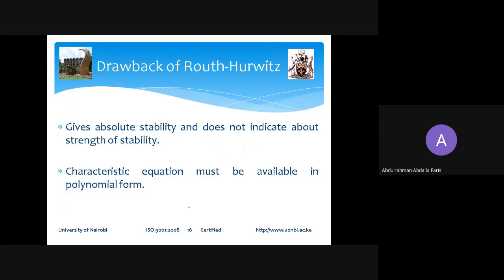So actually, the disadvantage of this method is that it only gives you absolute stability and does not indicate the strength of stability, meaning relative stability. And another problem is that the characteristic equation must be in polynomial form, as in you have s to the power 5, s to the power 3, power 2, like that. So these are the two challenges of this stability test. Later on, we'll talk about other methods, but today, this is the method I wanted to introduce.